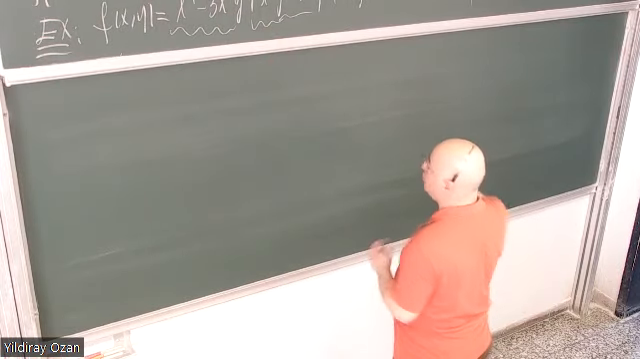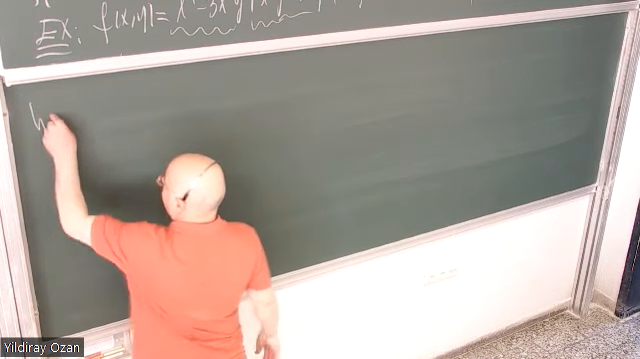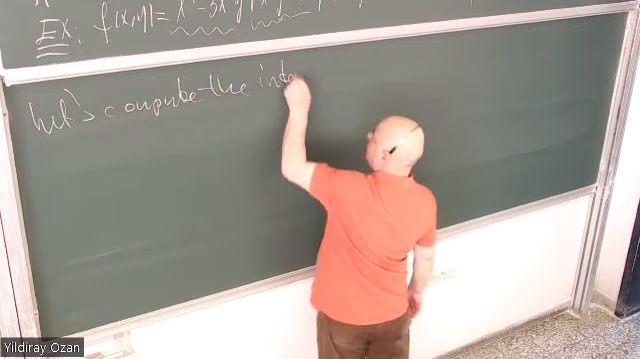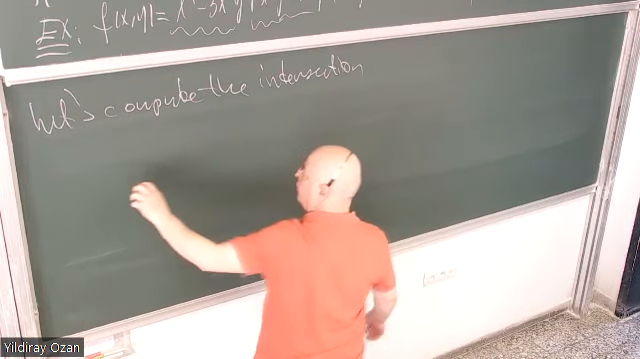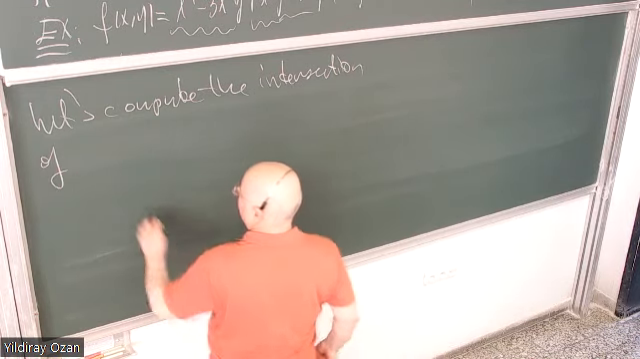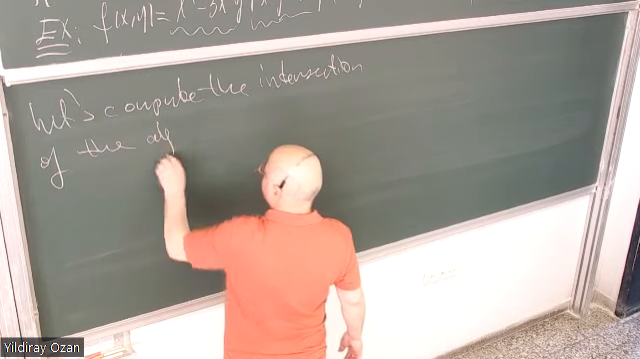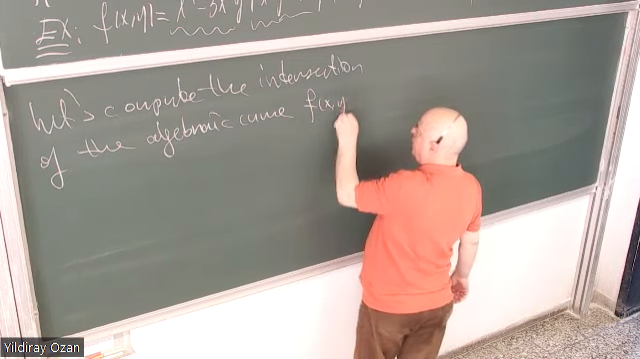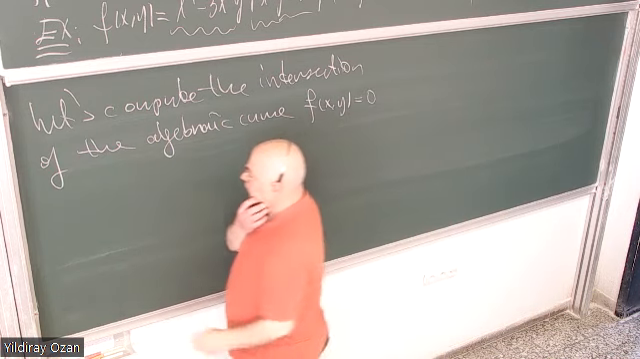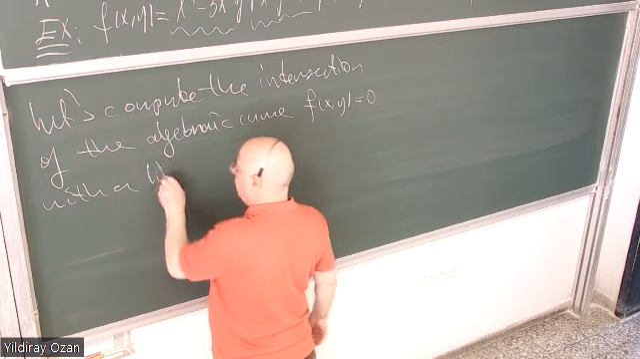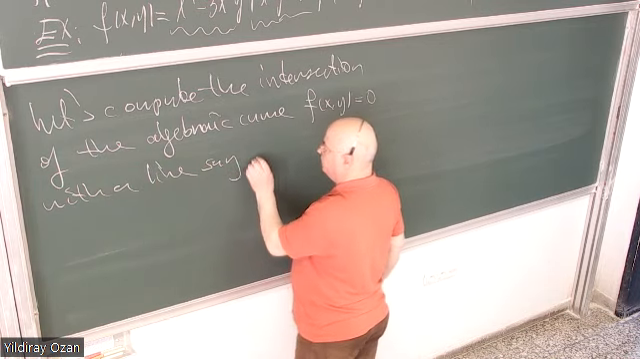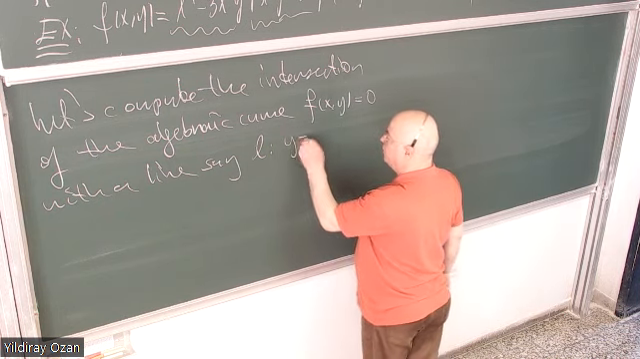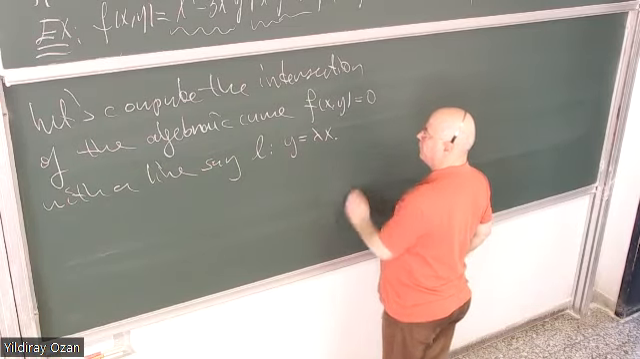Now let's find its intersection with a line. Let's compute the intersection of the algebraic curve f(x,y) with a line, say L, and L is described as y equals lambda x.